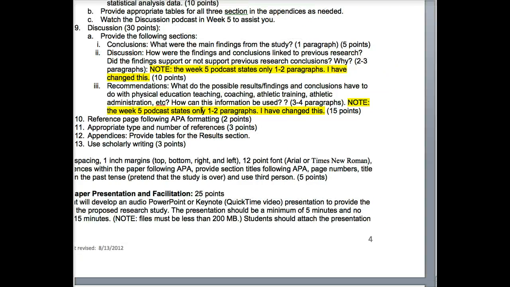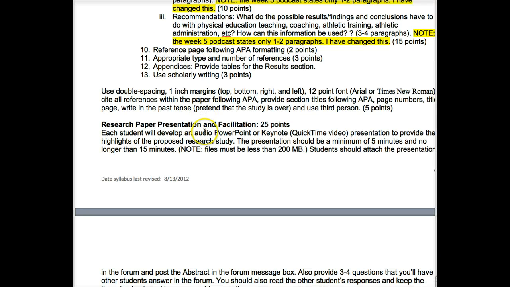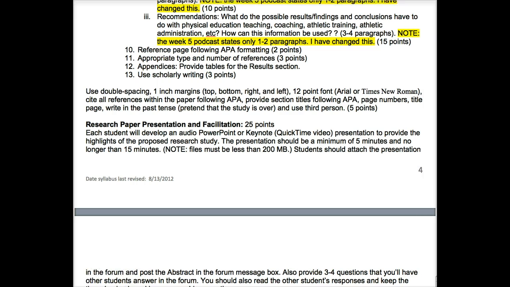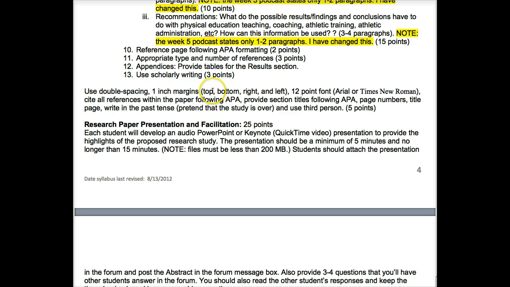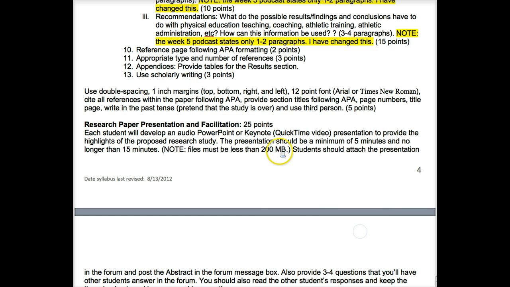I'll also assess you on your writing, and I'll assess you on your format, because I want you to use double spacing and 1-inch margins: top, bottom, right, and left. Remember, there's that Microsoft Word default setting on paragraph spacing. For whatever reason, it's defaulted to a 10-point spacing. I don't know why. It drives me nuts, so get rid of that. It should be at 0. So make sure that you have that fixed. Use a 12-point font, either Arial or Times New Roman.